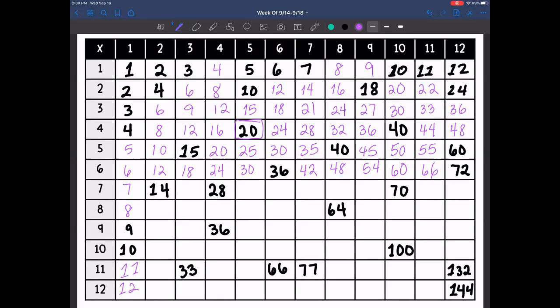The next row, the 7s. 7 times 3 is 21. 7 times 5, 35. 42. 49. 56. 63. 77. Hold on. Slow down, guys. So 7 times 11 is 77. And then 7 times 12? 84. Going too fast for me.